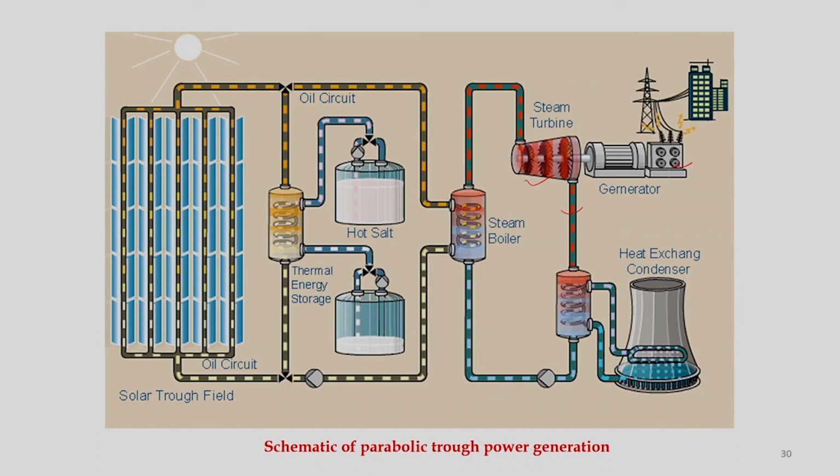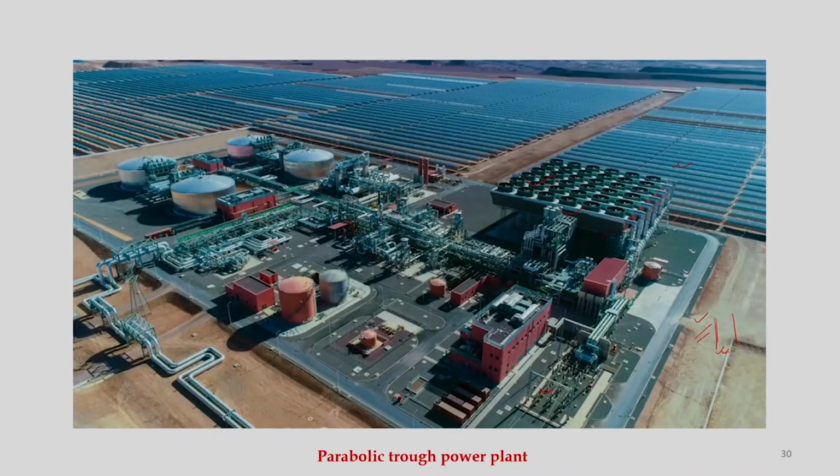This condenser is attached to a cooling tower. Normally in big power plants there are rivers, and rivers are also used as a source of cold water. That water is used for cooling the condenser, and then we need a pump to circulate the fluid again and again in the closed loop. So, we have this technology. You can see the large parabolic troughs installed, and you can see the power plant. It is a big power plant for generation of electricity by using solar thermal technology.